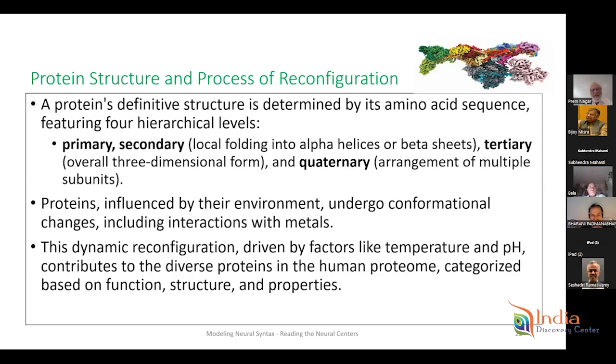Now, proteins influenced by their environment undergo conformational changes, including interactions with metals. This dynamic configuration or reconfiguration, driven by factors like temperature and pH, contributes to the diverse proteins in the human proteome, categorized based on function, structure, and properties.